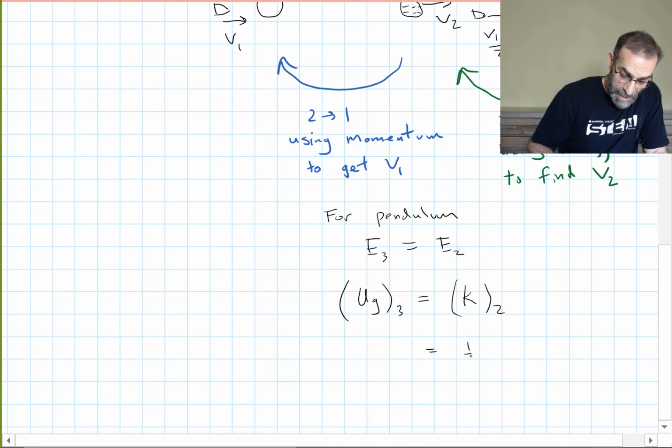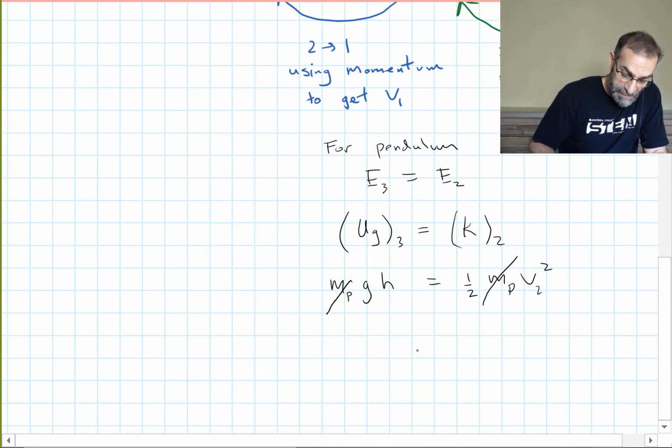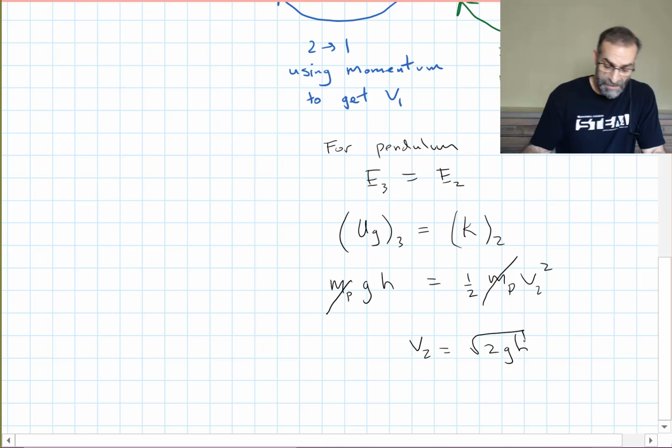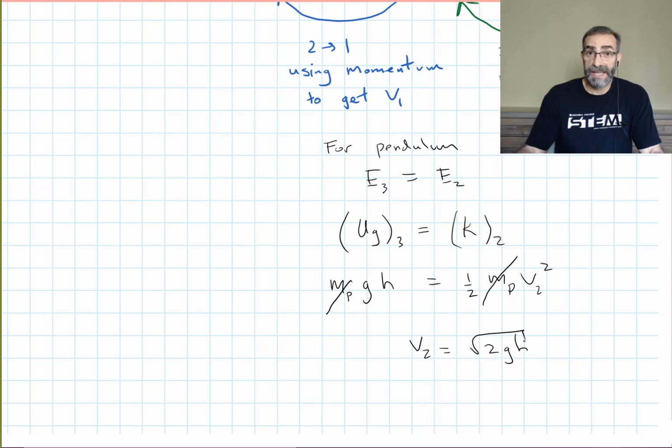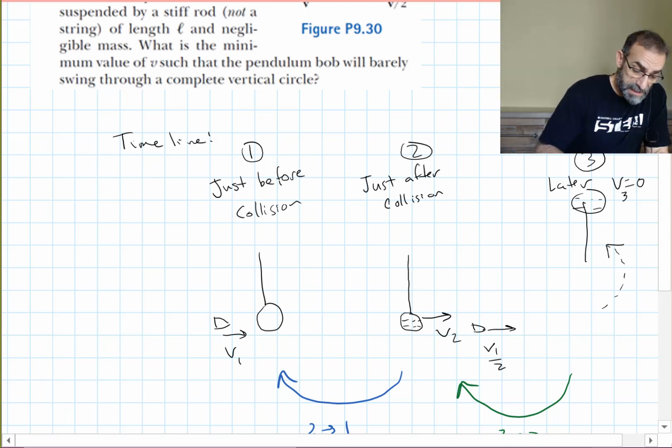So we have 1/2 m pendulum V2 squared has to equal m pendulum g h. The mass of the pendulum cancels out. We get our velocity is the square root of 2gh. And what is h? H is the height that the pendulum went up. So that's this distance here. It went from here to here.